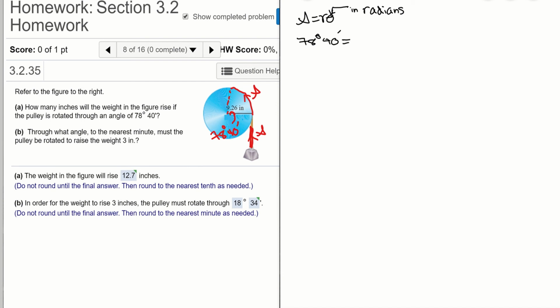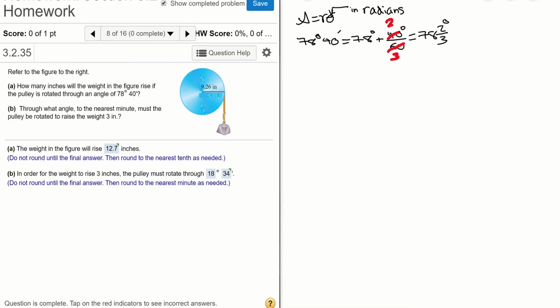So that's 78 degrees plus 40/60th of a degree, because you know there are 60 minutes in 1 degree. And if we simplify this, that leaves us 2/3. So this is basically 78 and 2/3 degrees. Now, in the interest of accuracy, we're not going to get a decimal estimate for that. We're going to keep it as is.